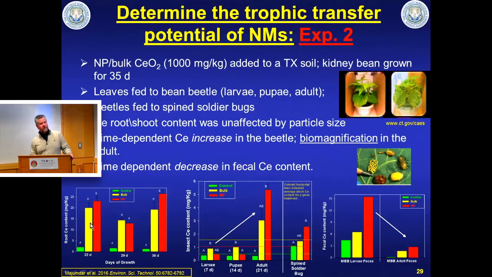But when you looked at the insects, the animals here, when we looked in the bean beetle, which is these guys, we actually looked at the three different life stages, and we did see this time-dependent increase in accumulation as you went from larva, pupa to adult. Which was interesting. And also we ended up with some biomagnification. So these little horizontal lines here are actually the concentration in the tissues these organisms are consuming. So by the time you get to the adult form, they are accumulating significantly more.